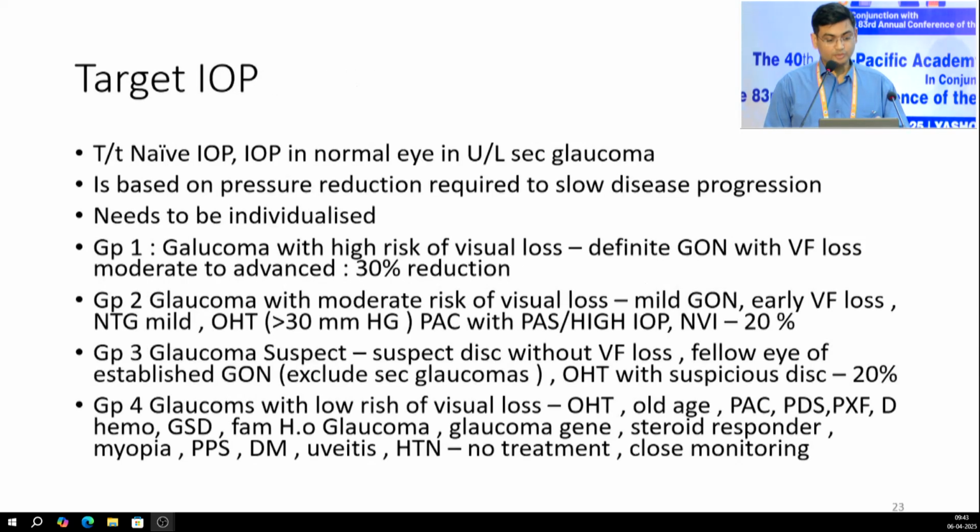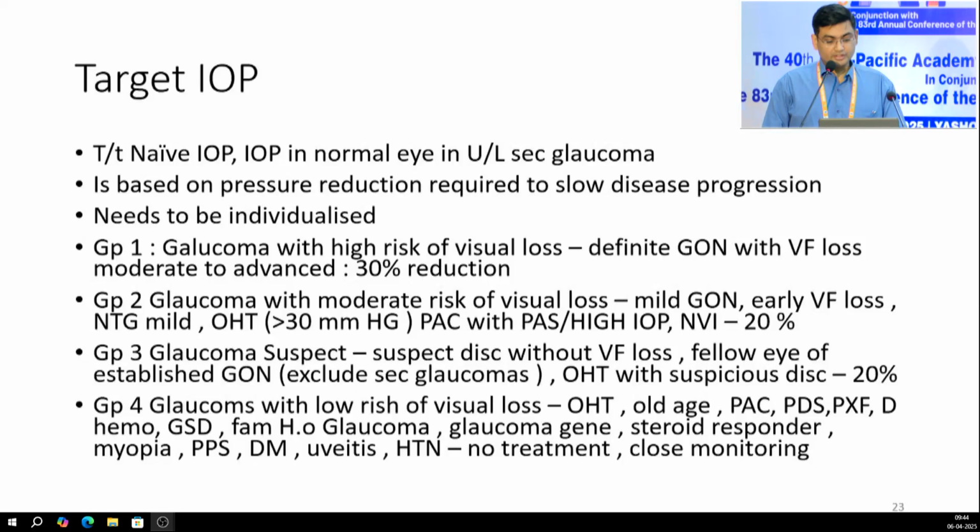So the target IOP, what is target IOP? In a treatment-naive patient, record the IOP of the patient when he comes to your OPD. It is based on the pressure reduction required to slow down the disease progression. So we have 4 groups of glaucoma, where the first group has a high risk of visual loss, that is, definite optic neuropathy can be seen with visual field loss. So we have to reduce the IOP by around 30%, that is, to the lower teens.